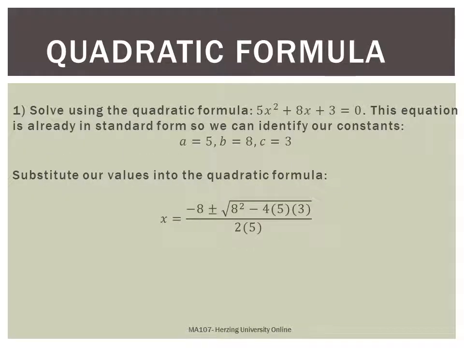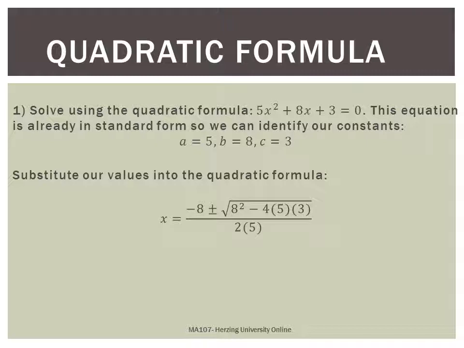Let's look at some examples. Example 1. Solve using the quadratic formula. 5x squared plus 8x plus 3 equals 0. This equation is already in standard form, so we can identify our constants. a equals 5, b equals 8, and c equals 3.